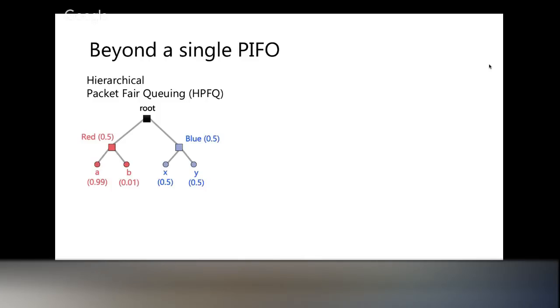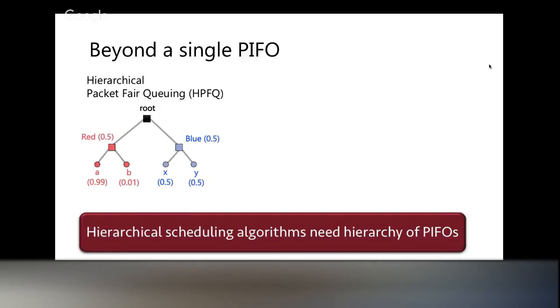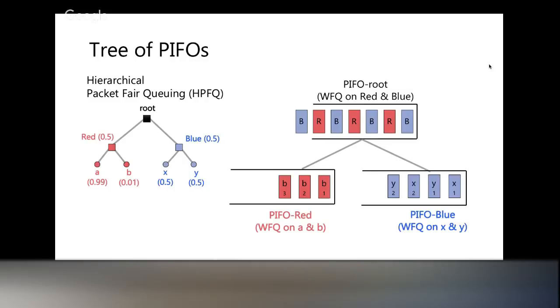Now it can be shown that if you try and implement HPFQ, you can't do it with a single priority queue or a PIFO because it requires you to reorder packets that are already buffered when new packets come in. But it also turns out we can implement these schedulers using a hierarchy of PIFOs, which is more than one PIFO. And this hierarchy is actually quite natural. It's somewhat isomorphic to the HPFQ tree itself. So the root of the hierarchy is a PIFO that schedules across two child PIFOs, red and blue.